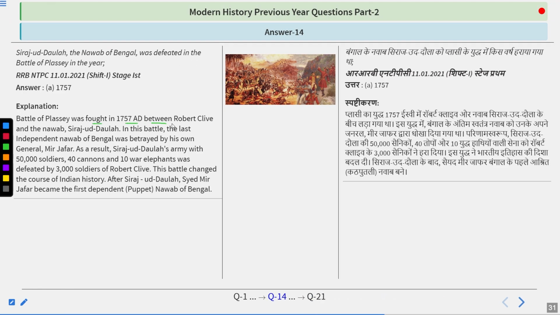The Battle of Plassey was fought in 1757 AD between Robert Clive and Nawab Siraj-ud-Daulah. In this battle, the last independent Nawab of Bengal was betrayed by his own general, Mir Zafar. As a result, Siraj-ud-Daulah's army of 50,000 soldiers, 40 cannons, and 10 war elephants was defeated by 3,000 soldiers of Robert Clive. This battle changed the course of Indian history. After Siraj-ud-Daulah, Mir Zafar became the first puppet Nawab of Bengal. So do remember the answer is 1757.